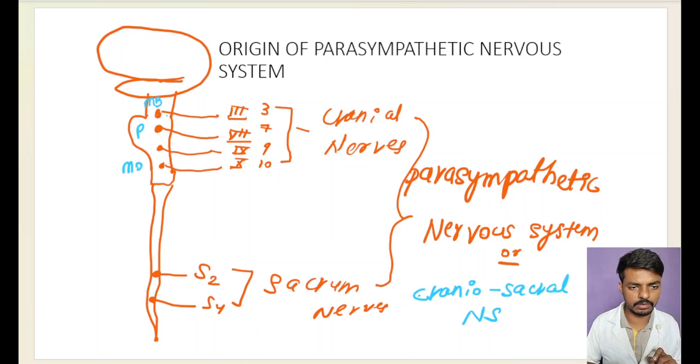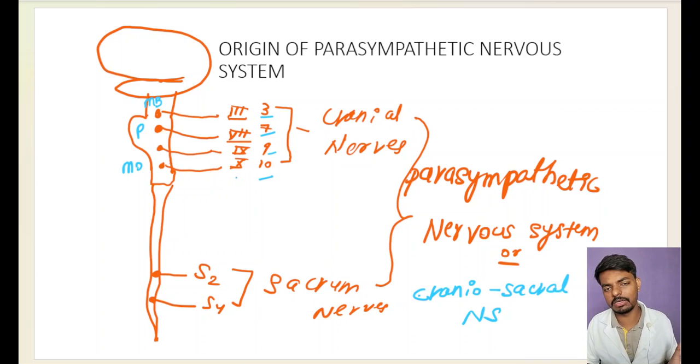I have already told you that cranial nerves 1 and 2 do not have any nucleus or cell body. Cranial nerves 3 and 4 originate from where? From the midbrain. Very good. And 5, 6, 7, 8 originate from the pons. And 9, 10, 11, 12, these four cranial nerves originate from the medulla oblongata. So from the midbrain, one cranial nerve comes, cranial nerve number 3. From the pons, cranial nerve number 7. And from the medulla oblongata, cranial nerves 9 and 10. 3, 7, 9, 10, you have to remember like this.